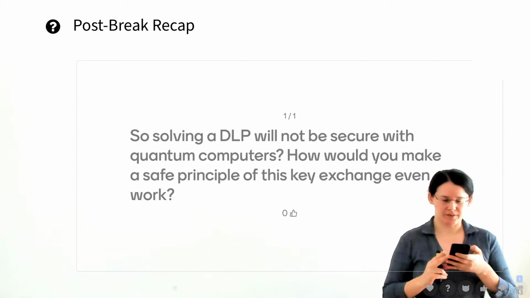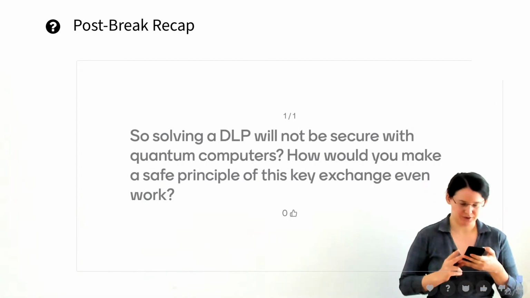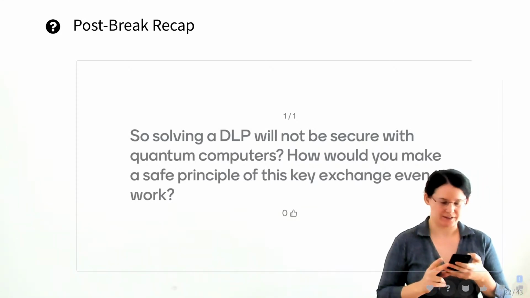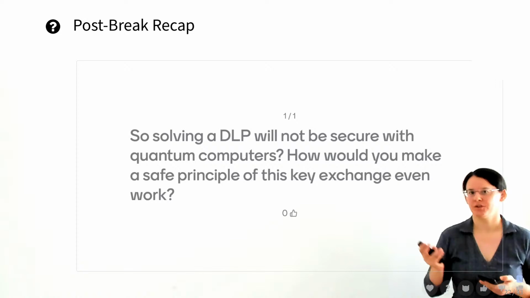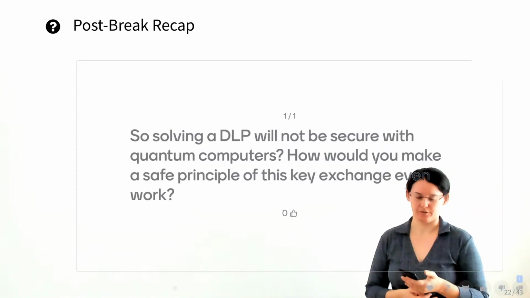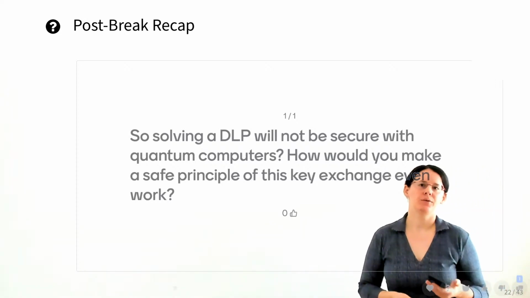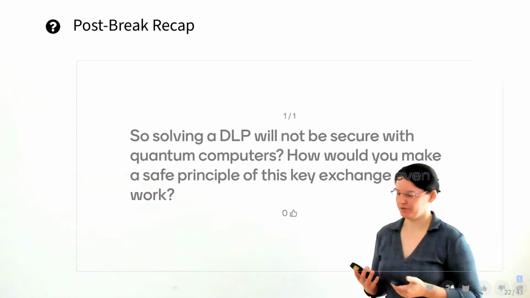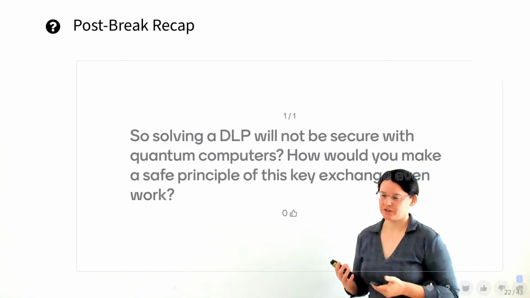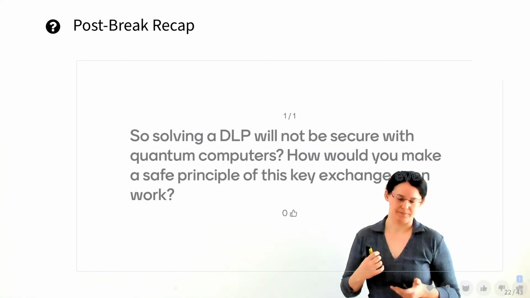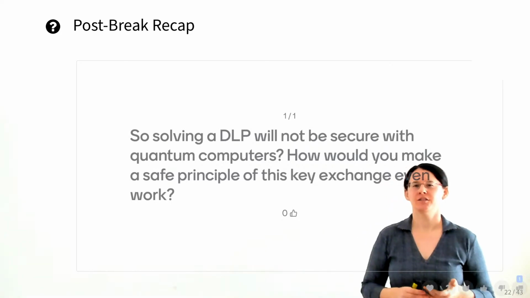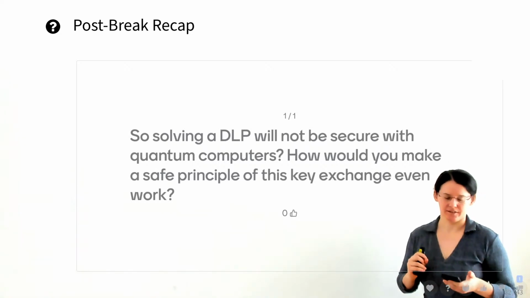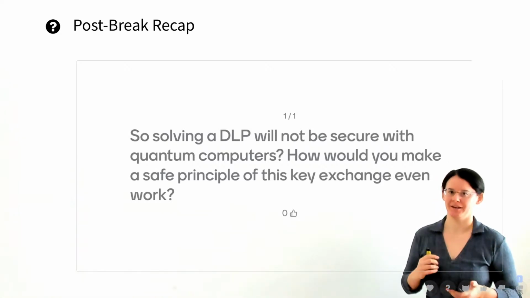So then, solving a DLP will not be secure with quantum computers. How would you make a safe version of this key exchange even work? Yes, indeed. So quantum computers are a threat for this kind of problem. And that's why we are researching different hard problems. The downside is that these different hard problems haven't been researched for as long as the Diffie-Hellman problem, for example. So the amount of trust we have in them is maybe a tiny bit less than we have in the current problems. That's why I'm still explaining the current ones.